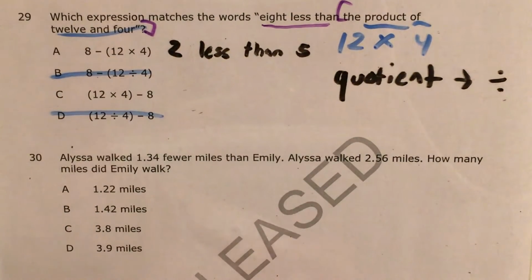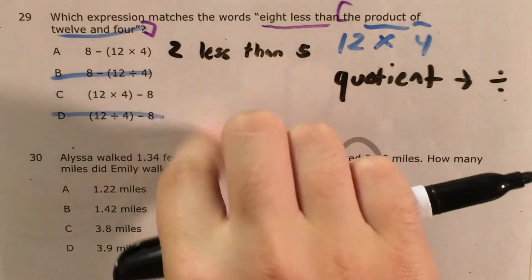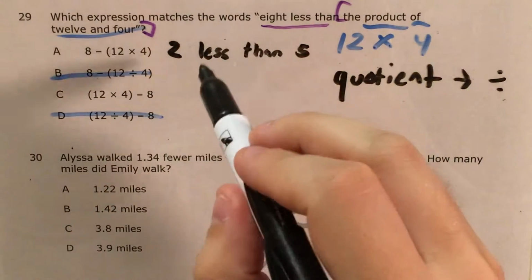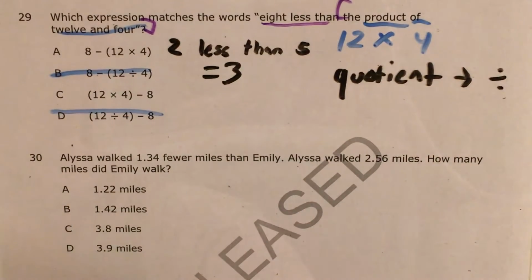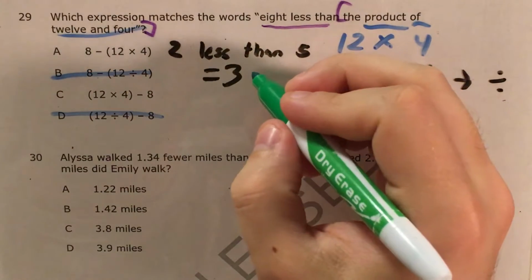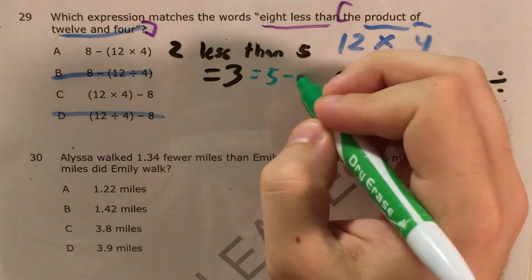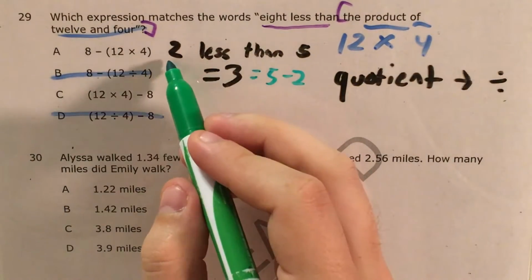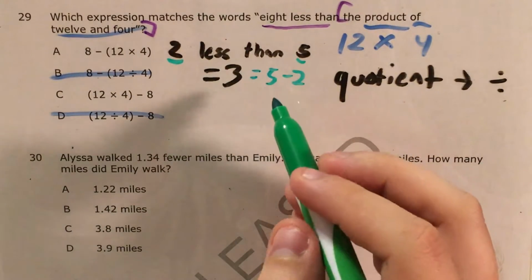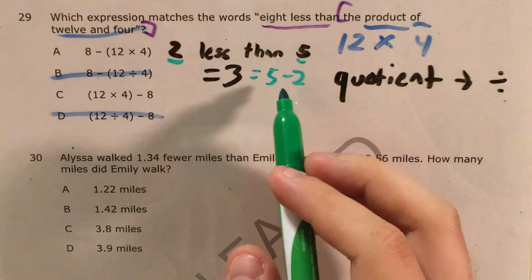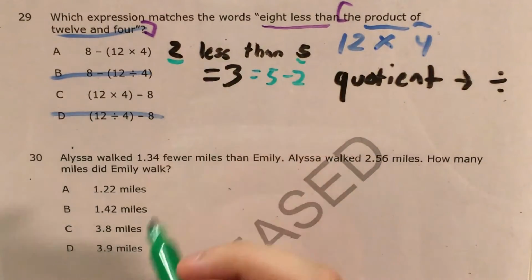Well, it's a weird way for this to be worded, but this is actually 3, and we can get there using 2 and 5 by putting it in the number sentence that 3 equals 5 minus 2. So if we see 2 less than 5, we have to actually flip the order of those and make it 5 minus 2 in order to figure out what this is.